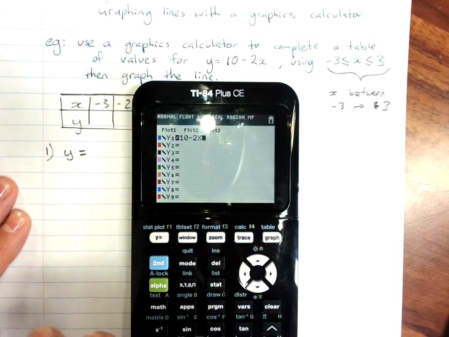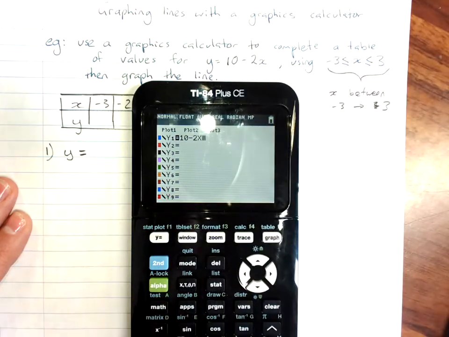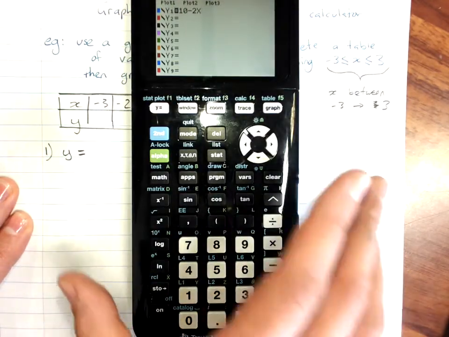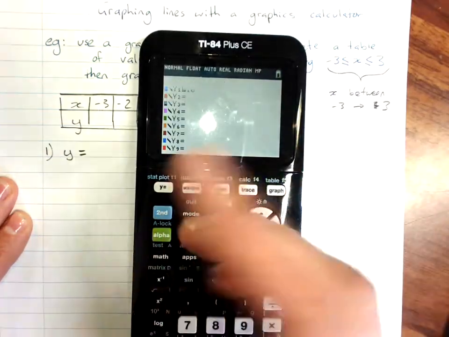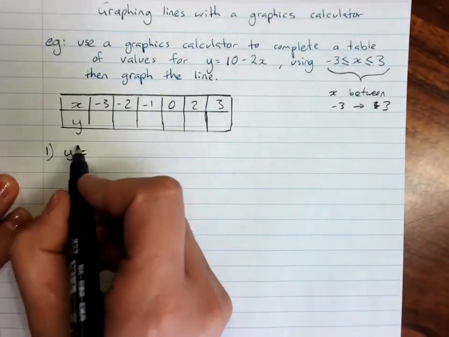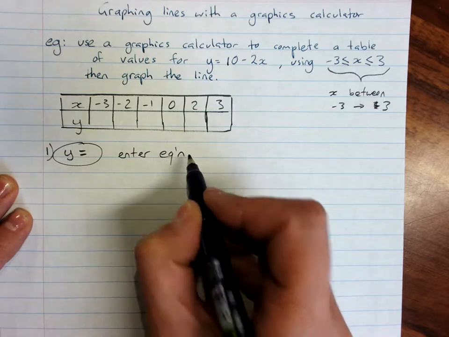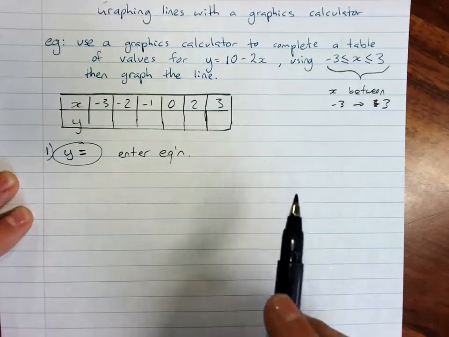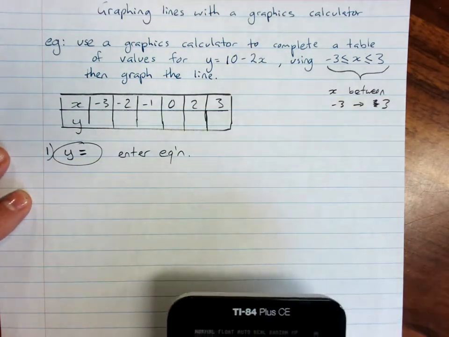The only thing to be aware of is if you've got a negative, so if this was a negative out the front, you would have to use the negative key and not the minus. So that's in, quit out of it, second function quit. So in the y equals key, enter the equation. You do have to use x in this case. You can't get exciting and use another number.